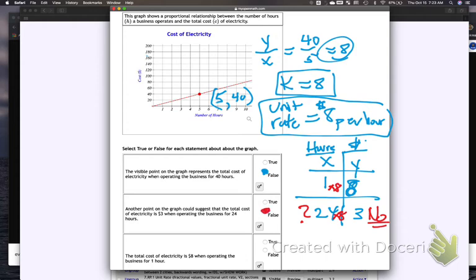And the last one, the total cost of electricity is $8 when operating the business for 1 hour. And that's basically what's going on right here or right here. So that one would be true. Okay? So if you got that problem, that's what is going on with this type of problem. And then now I'm going to go ahead and do the third type.